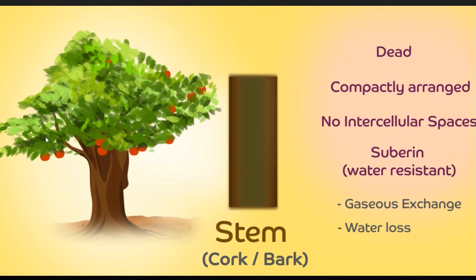Stem has cork or bark. It is dead, compactly arranged, and no intercellular spaces are present. One chemical substance is present in the wall, that is suberin, which is water resistant. It prevents water loss, as suberin is impervious to gases and water. Only gas exchange is allowed in the case of lenticels.